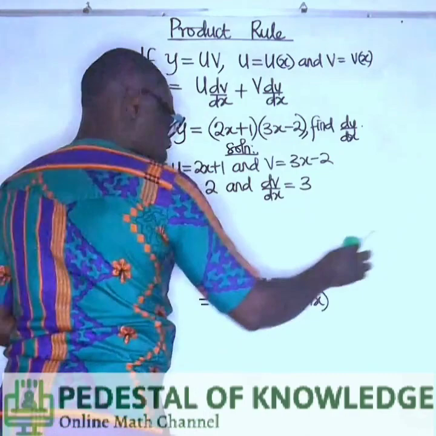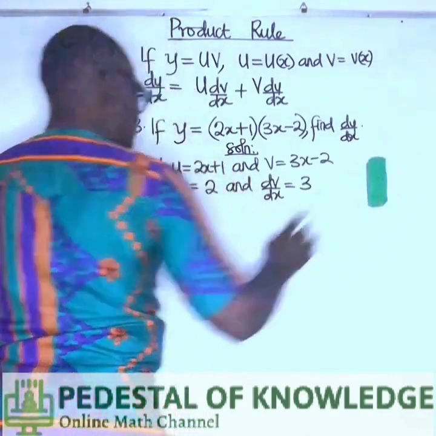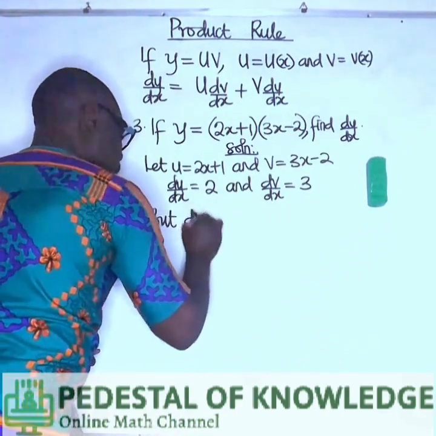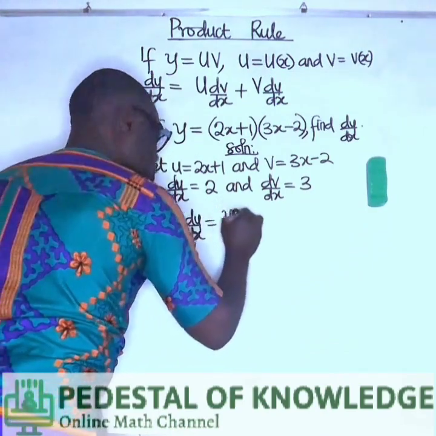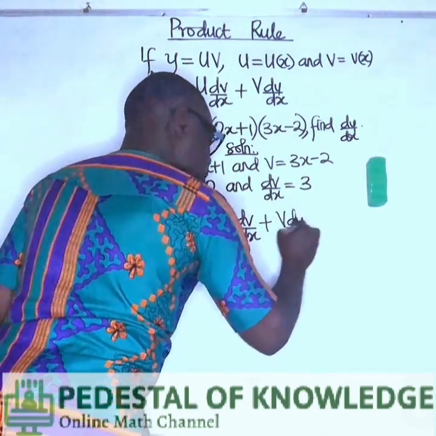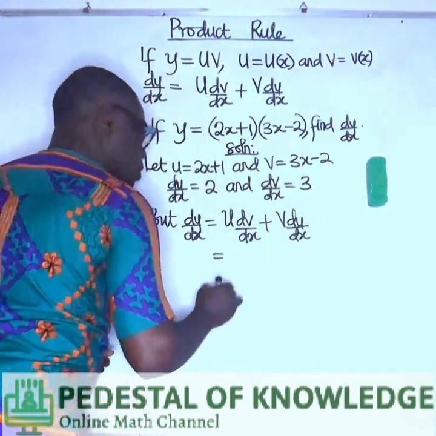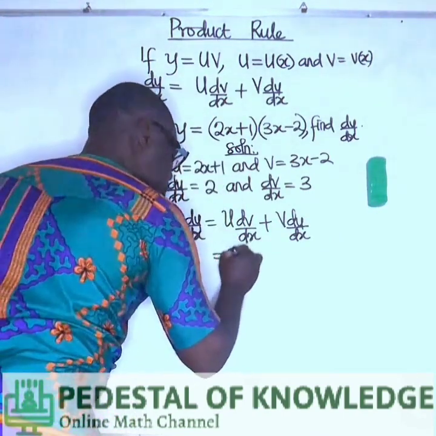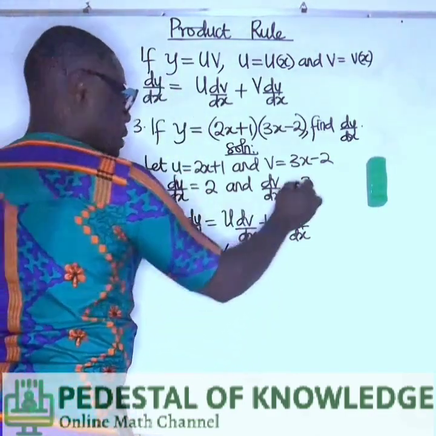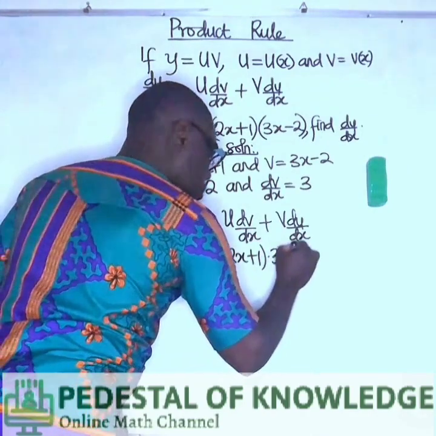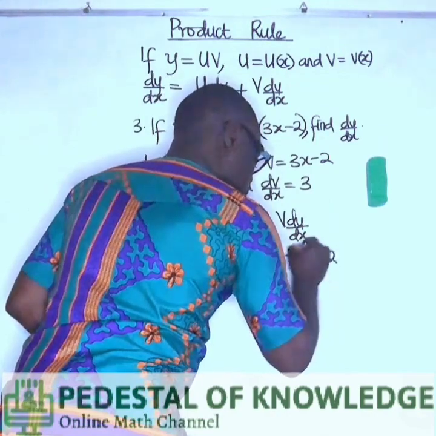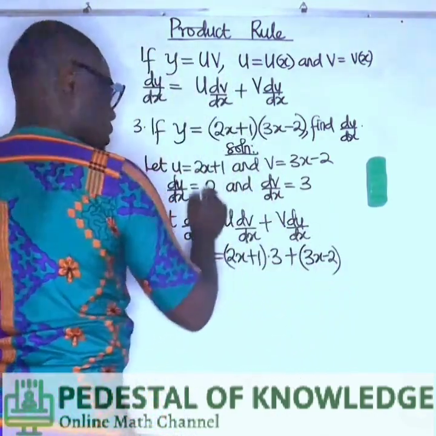Okay, now we combine the answers. But we know that dy dx is equal to u dv dx plus v du dx. And this is equal to u is 2x plus 1 multiplied by dv dx is 3 plus v is 3x minus 2 multiplied by du dx is 2.